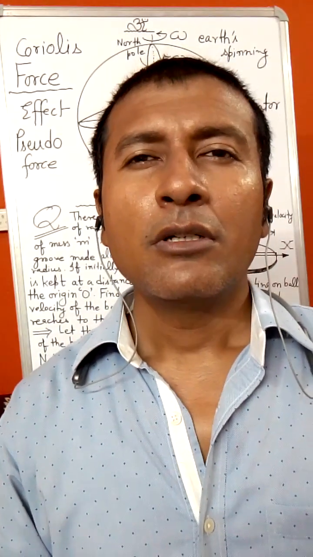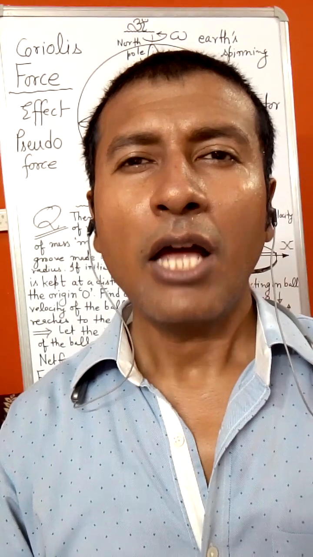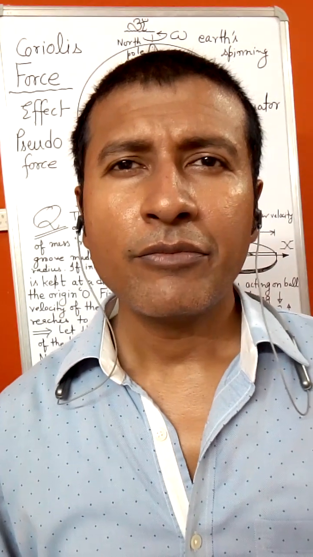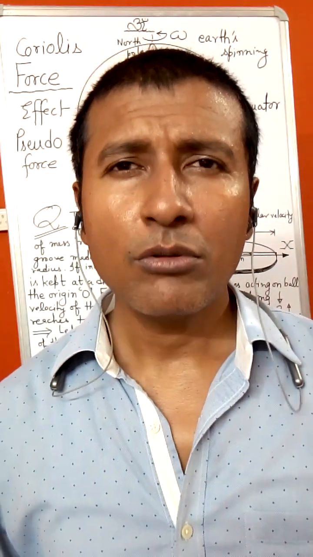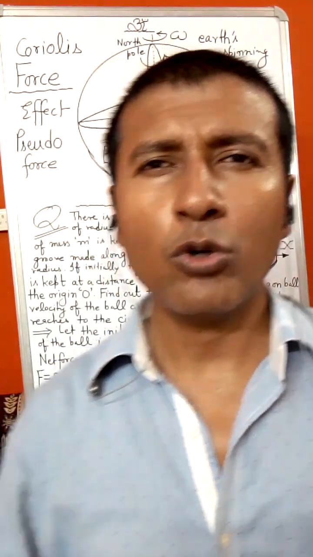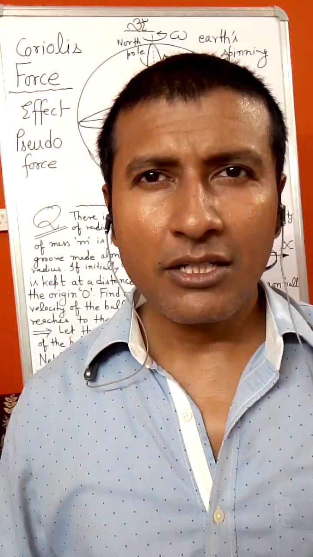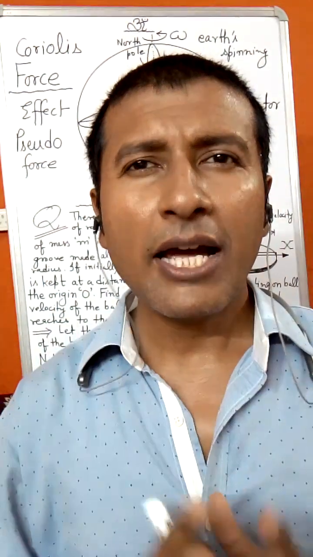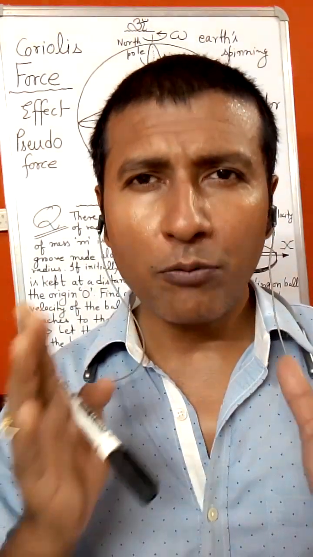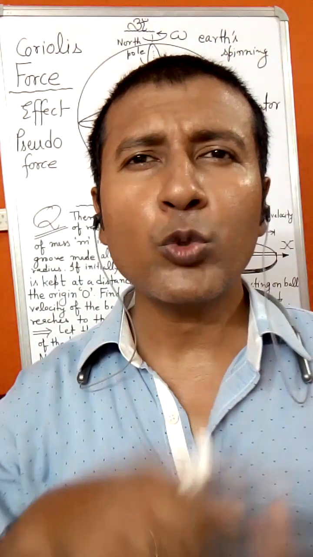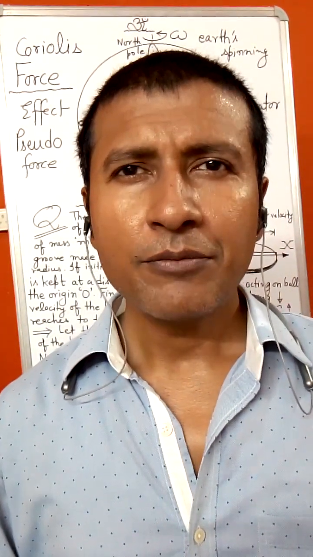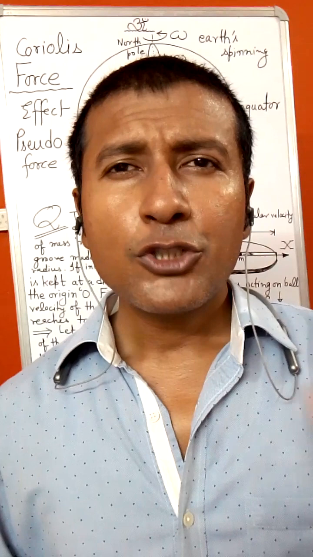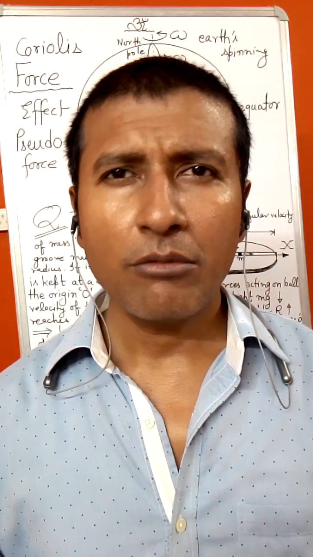Today our topic is the application of Coriolis force and the centrifugal force that we have studied in our previous lecture. So let's have a quick recap. Let's revise what we have studied in Coriolis force. As we have discussed, Coriolis force is basically a pseudo force which can be observed by an observer who is on the rotating frame. And the direction of this force is perpendicular to the axis of rotation.